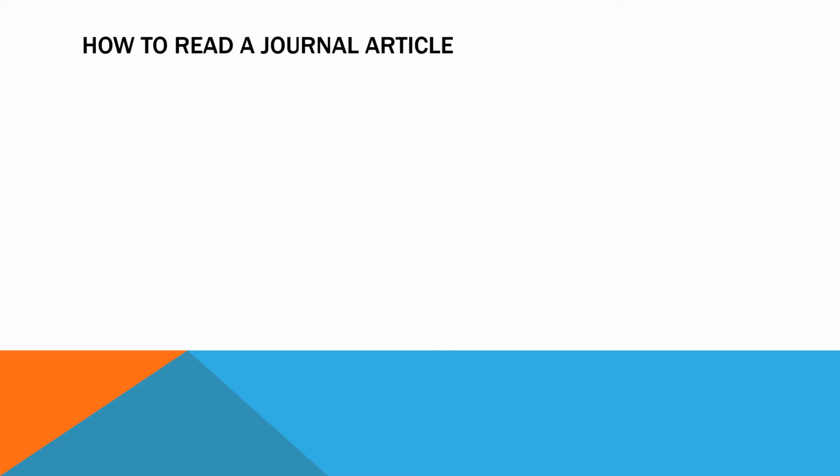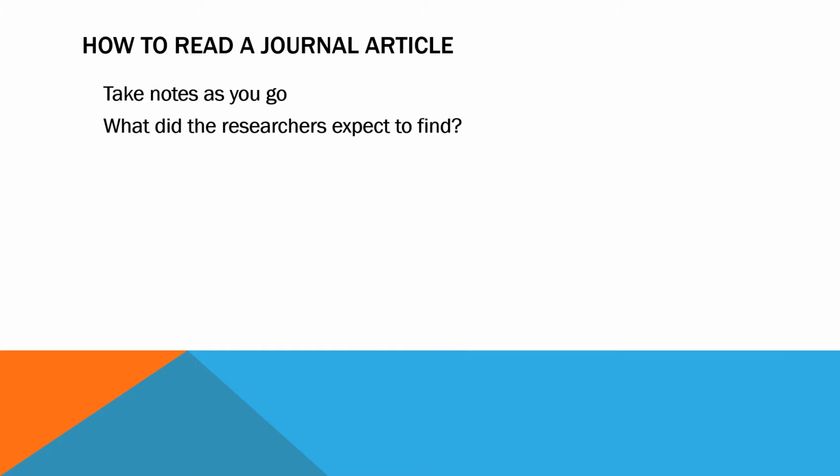So when it comes to how to read a journal article, it's good to take notes as you go. Make sure that the notes you take are not direct quotes, or if you do use direct quotes, put little quotation marks around it so that you can track your note taking and know which words are yours and which words are not. You should be able to answer a few basic questions.